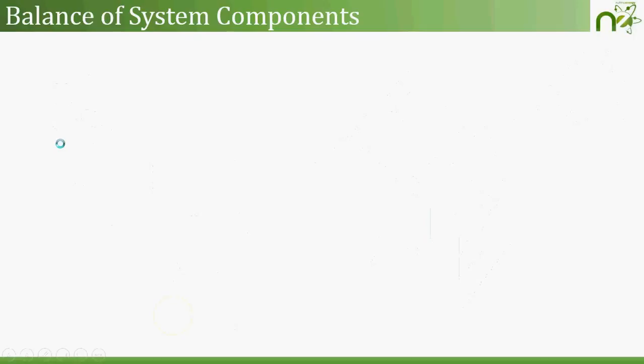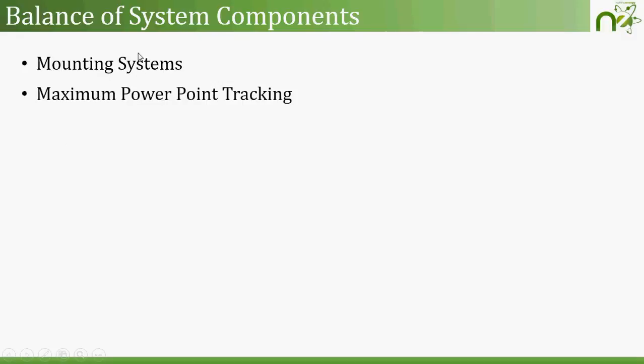Now, what are the different kinds of components which we use in a solar PV system? First is a mounting system, which is a supporting structure made of aluminum or galvanized steel to place the modules on. Maximum power point tracking is a mechanism which uses a DC to DC converter to generate the maximum amount of energy by producing maximum voltage. Solar inverters normally convert DC power into AC power.